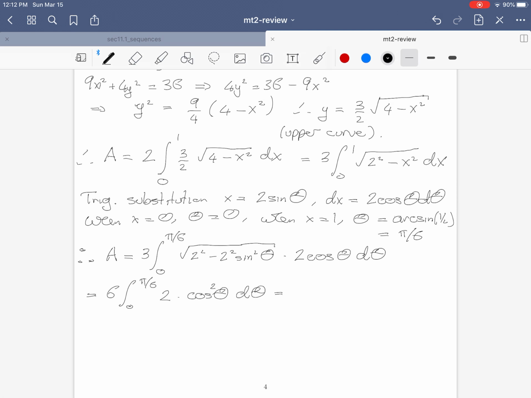So this is now 12 times the integral 0 to pi by 6. We have cos squared theta, so the way in which we integrate cos squared theta is to use the double angle formula. So let's write this as 1/2 times 1 plus cos 2 theta d theta. So we have 6 times by, now we integrate 1 plus cos 2 theta. So this is theta plus sine 2 theta divided by 2, evaluated at 0 and pi by 6.